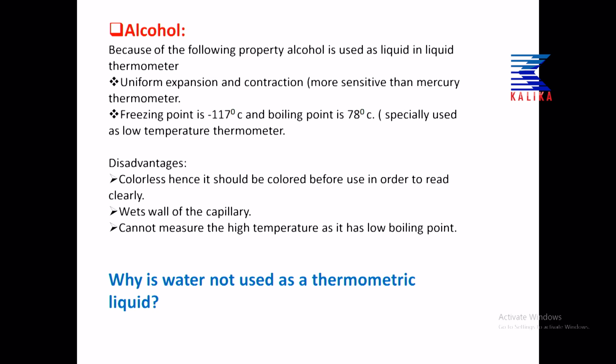Now, next one is alcohol. Why is alcohol used as the liquid in a liquid thermometer? Because of the following properties: it is more sensitive than mercury for the detection of temperature. It also shows uniform expansion and contraction. Let us see the freezing point: it is minus 117 degrees Celsius, and the boiling point is 78 degrees Celsius.